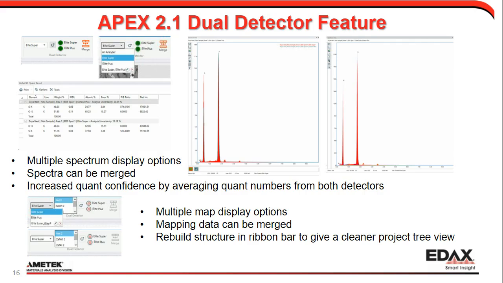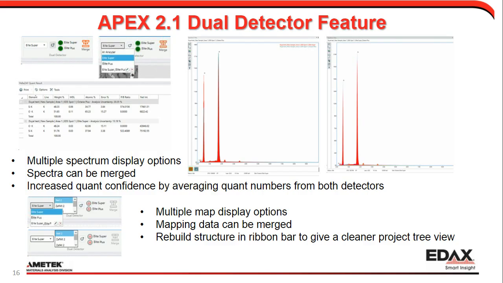By clicking on the merge button on the ribbon bar, you can merge the spectra. The spectrum displayed on the right is a merged spectrum from 2 detectors. The quant confidence is increased by averaging quant numbers from both detectors.